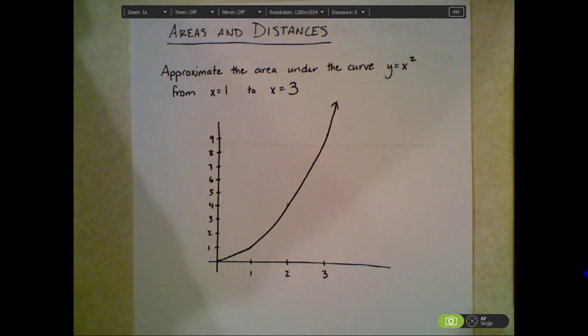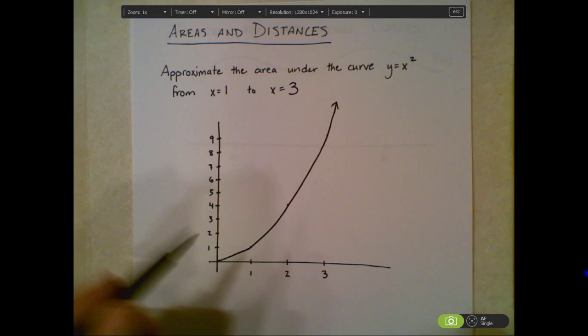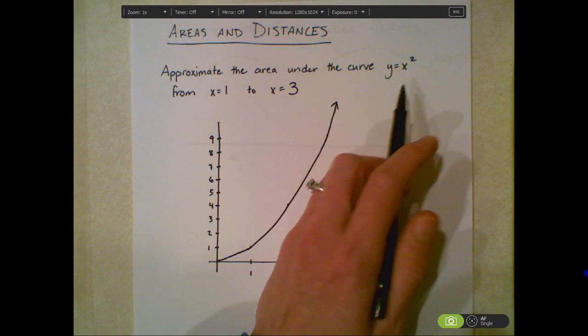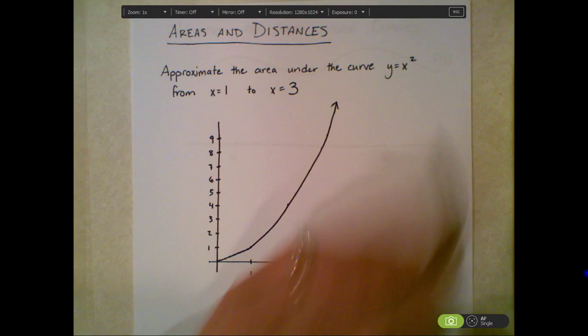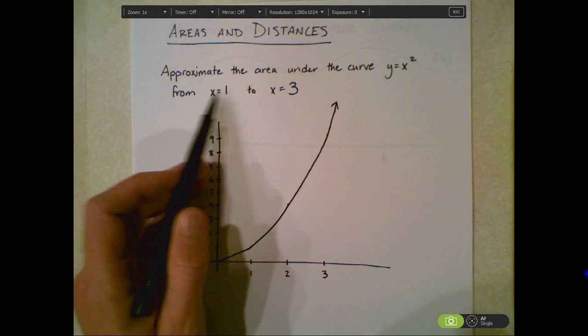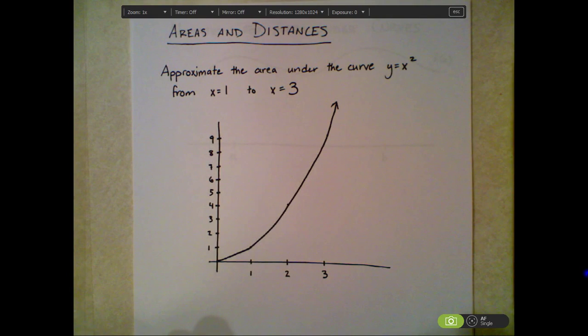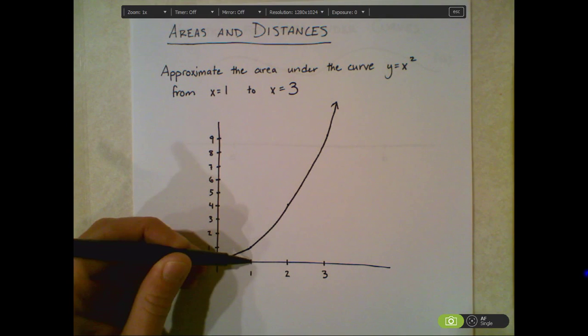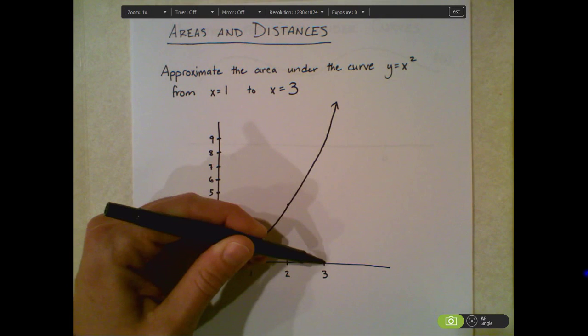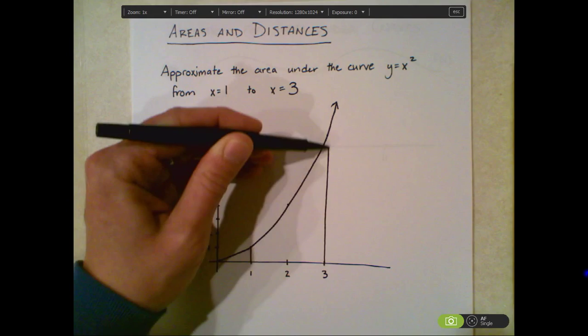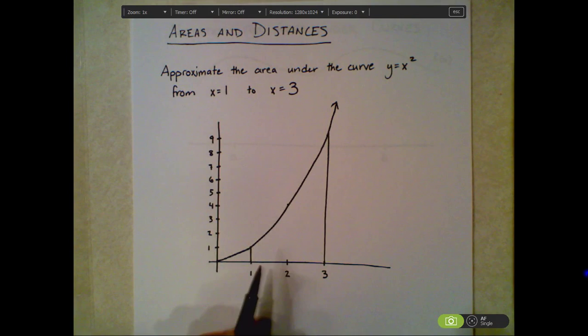In this video, we're going to talk about approximating areas under curves using rectangles. So we're just going to launch in with an example. Let's say we want to approximate the area under the curve y equals x squared, which is sort of a boring function, from x equals 1 to x equals 3. So here I've sketched the curve y equals x squared, and I want to know what's the area between this value of 1 and this value of 3.